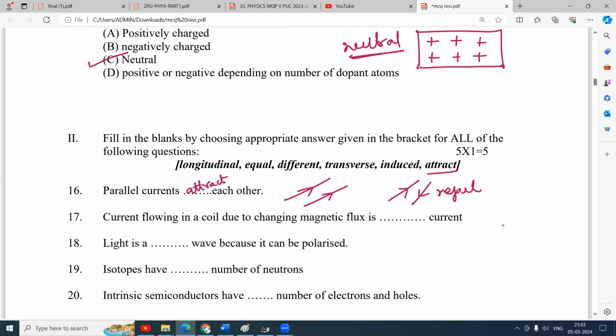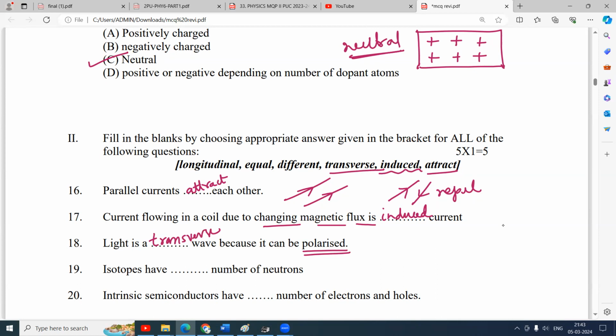Current flowing in a coil due to changing magnetic flux, that is electromagnetic induction, is called induced current. So this one, induced current. Change in magnetic flux induces a current called induced current. Light is a dash wave because it can be polarized, so it should be transverse. Any transverse wave will show polarization. If a wave shows polarization, then it should be transverse in nature. So transverse is over, then induced is over.